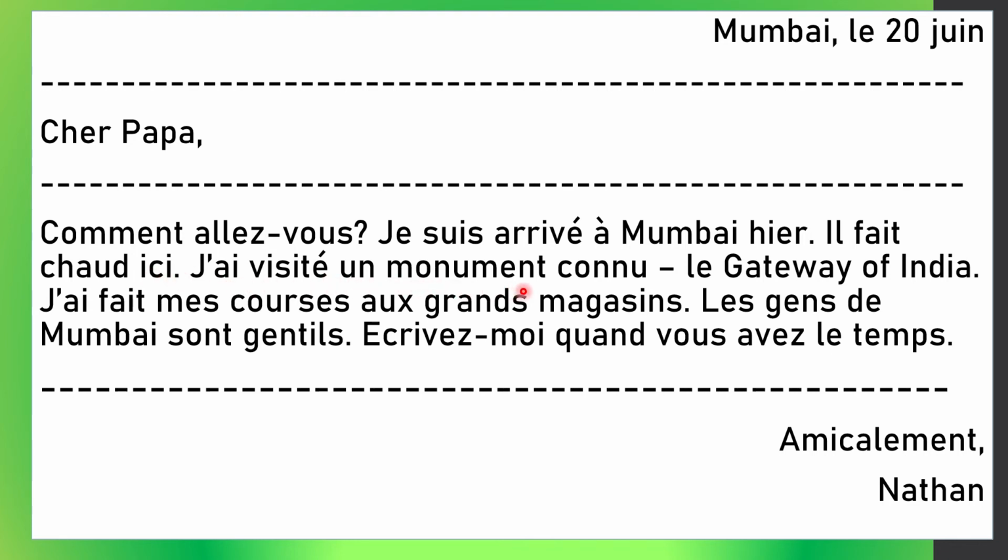J'ai visité un monument connu, le Gateway of India. I visited a famous monument, Gateway of India. If you're writing the name of a place, a monument, you keep it the same. Don't translate it. Same way you've seen in that Delhi chapter from your textbook, they keep it as India Gate, right? They don't translate it. Keep it as Gateway of India. If you don't know how to say a famous monument, you can leave that. You can just say j'ai visité le Gateway of India.